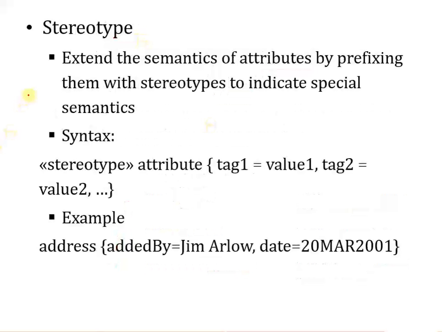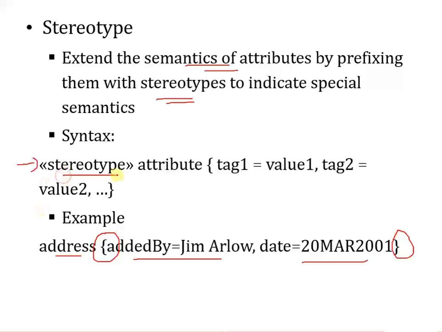Next is called a stereotype. So a stereotype is used to extend the meaning of attributes by prefixing them with certain stereotypes, which are used to indicate special meaning. For example, as I've already said, to give additional information about the name of the class, we can go for certain attributes like address, which is added by the programmer, and the date, where some extra information can be added. This is enclosed using curly brackets. So that is a representation to denote stereotypes.